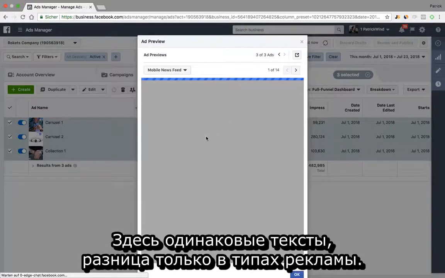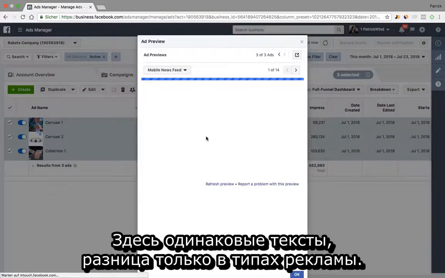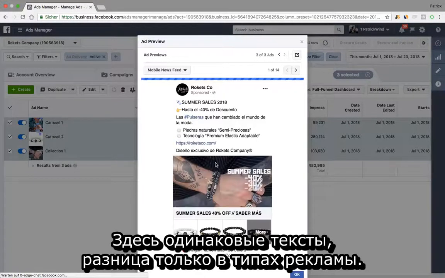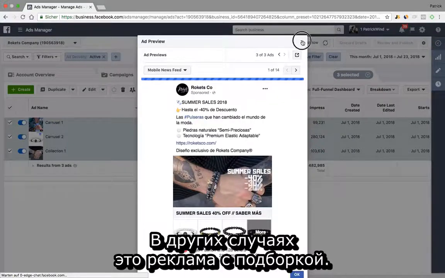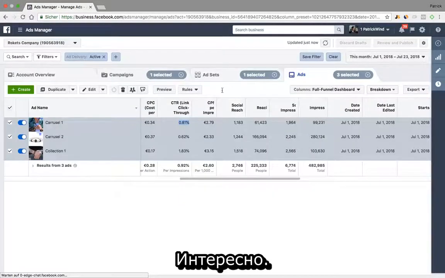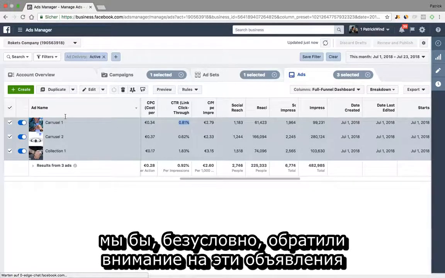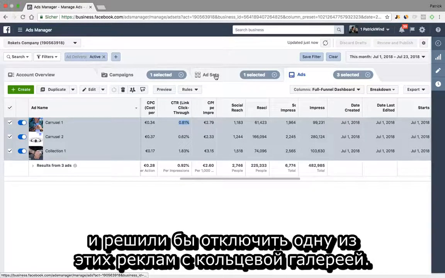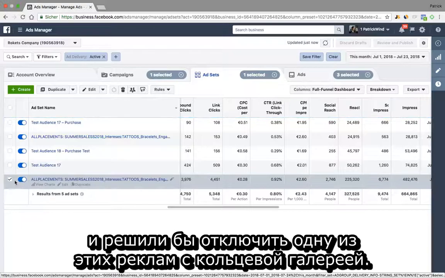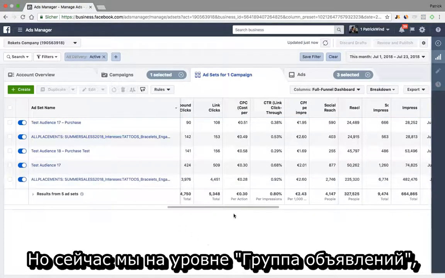So this one actually has the same copy as the others, it just has a different ad type, which is the collection ad. So interesting. If we were to optimize on ad level, which we're going to do in the next video, we will definitely take a look at this one and consider turning off one of those carousels. But right now we are on ad set level, okay?